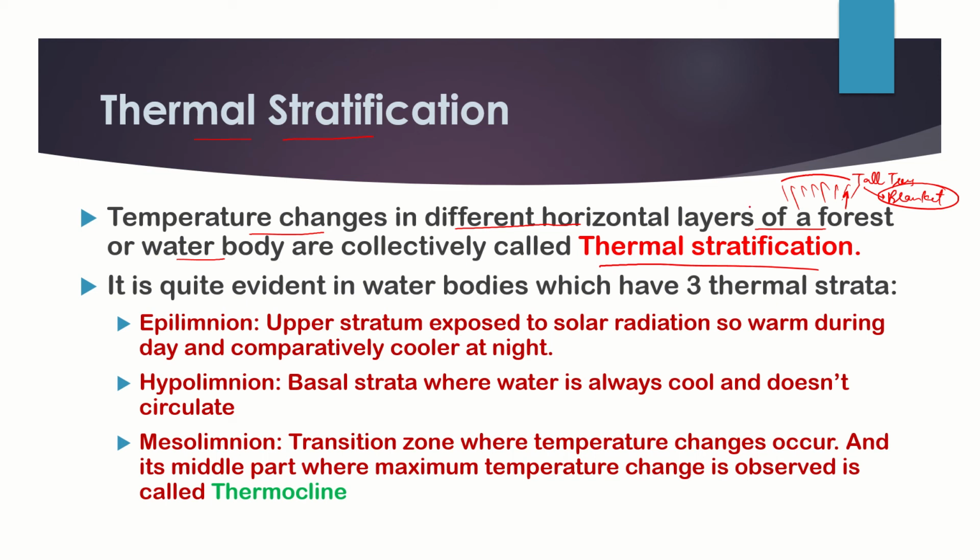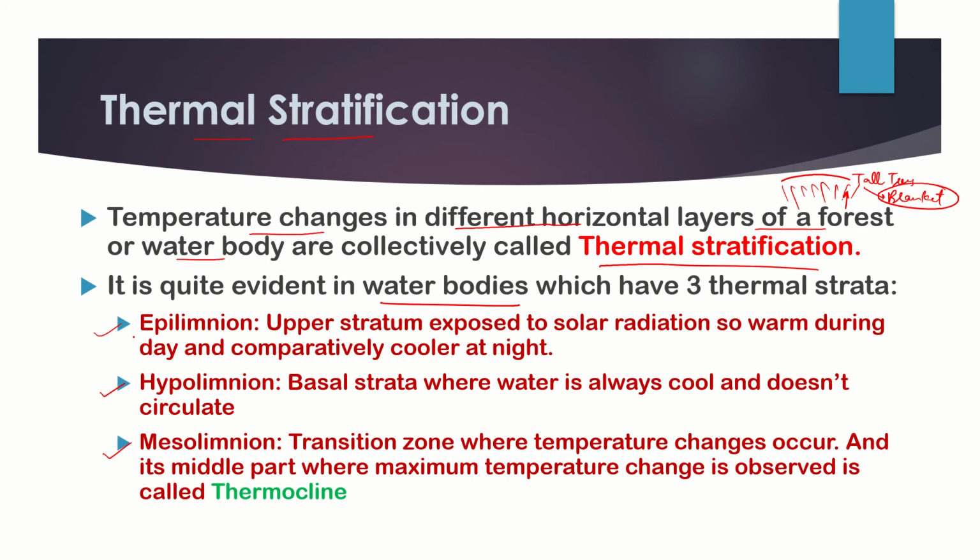But if we want to see it clearly, then we should observe a water body. In a water body, there is no blanket effect directly over the oceans or the rivers. The sun rays are falling, and because of that, a lot of temperature variation is there along different layers. So we can observe it there very clearly. So what three strata are observed? They are epilimnion, hypolimnion and mesolimnion.